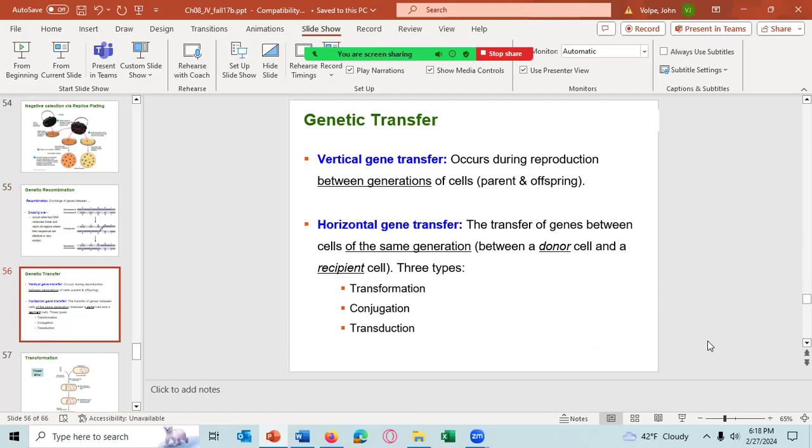Let's talk about genetic transfer. Cells can transfer DNA between generations of cells, and that's called vertical gene transfer. But cells can also transfer DNA between cells of the same generation. And this is an example of horizontal gene transfer, where DNA leaves the donor cell and then enters the recipient cell. There are three ways that horizontal gene transfer can happen: by transformation, conjugation, and transduction.